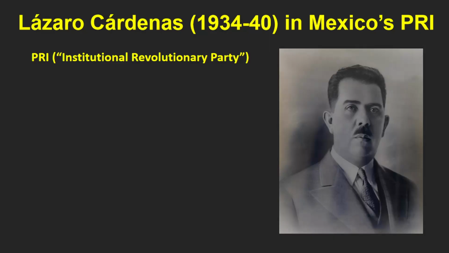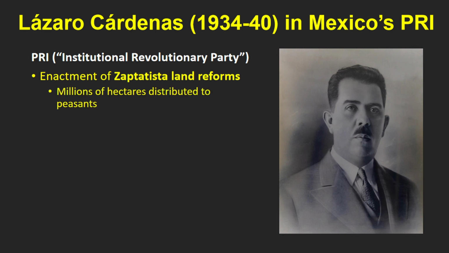Other responses to the Great Depression varied around the world. In Mexico, for example, the PRI party, under the leadership of Lázaro Cárdenas, enacted land redistribution reforms that had been advocated by the Zapatistas during the Mexican Revolution, distributing millions of hectares of land to peasants in communal farms called ejidos.